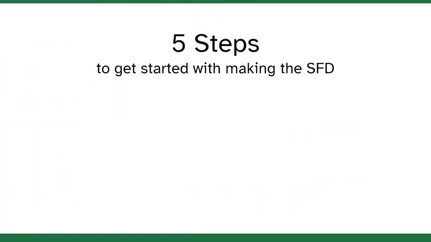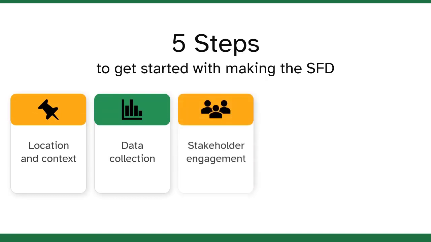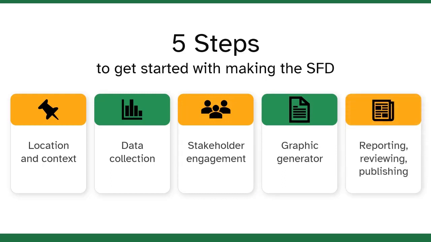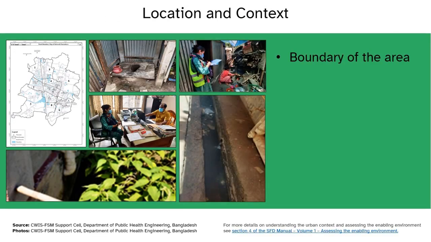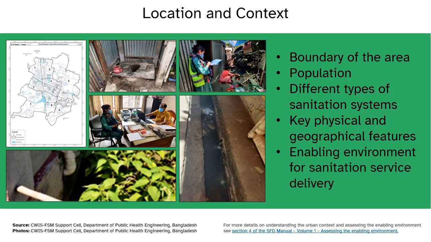The 5 important steps to follow when making the SFD are 1. Location and context, 2. Data collection, 3. Stakeholder engagement, 4. A graphic generator, and 5. Reporting, reviewing, and publishing. Location and context aspects to consider include the boundary of the area for the excreta flow, the population, the different types of sanitation systems in the area, key physical and geographical features, and the enabling environment for sanitation service delivery.